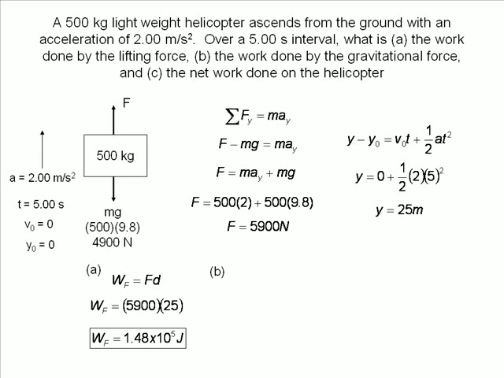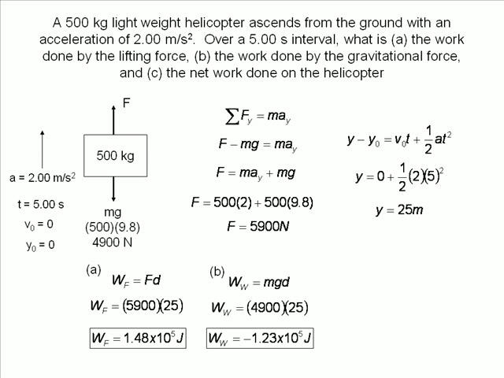In part B, we want to find the work done on the helicopter by gravity. We will use the work equation, substituting in the mass times gravity for our force. Input our values, and find the work done by gravity. It is negative because the force is in the opposite direction of the displacement.